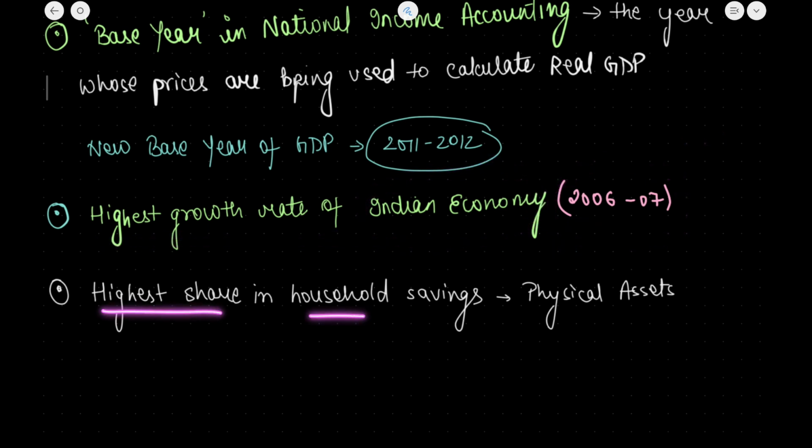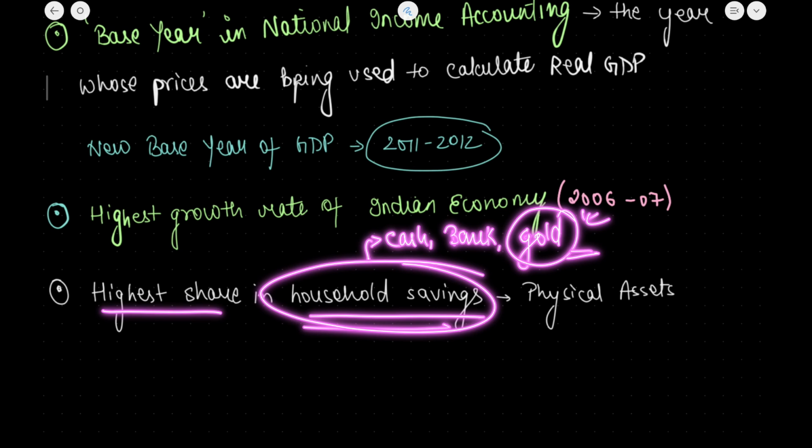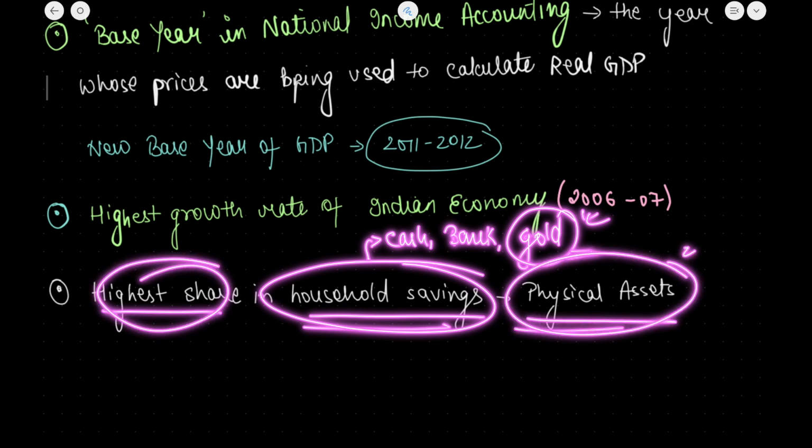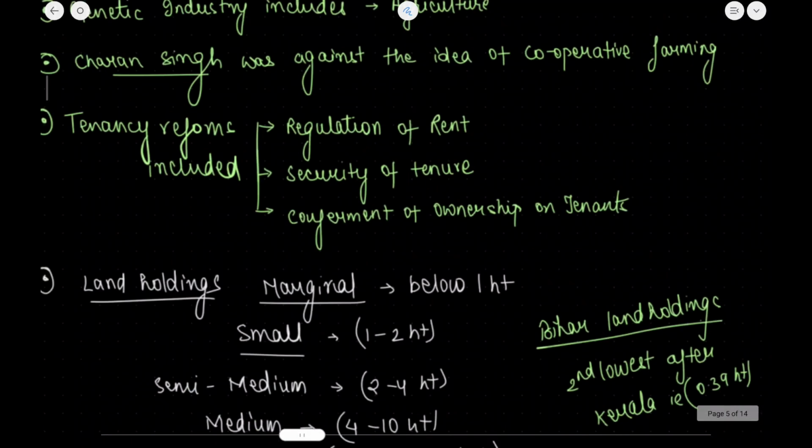Now, what has the higher share in household saving? Households save through cash, they have their bank accounts, they hold gold. So these are the different things that are in household saving. The highest share in household saving is that of physical assets. Now this includes tangible assets such as land, gold, etc. So the physical assets constitute the highest share in household saving.